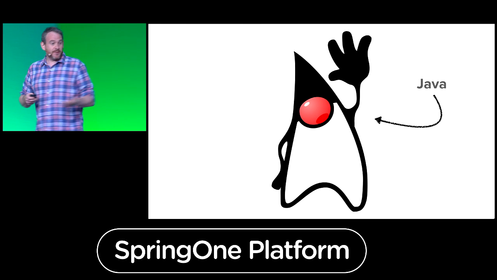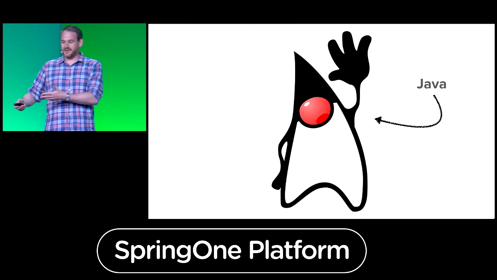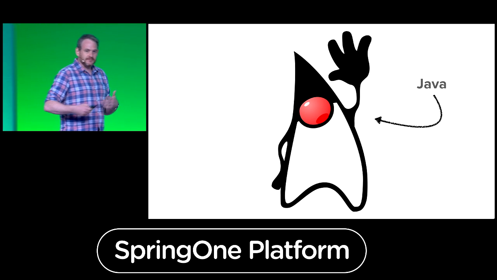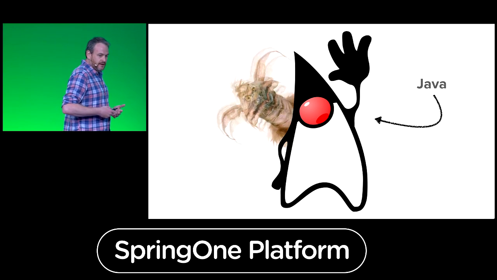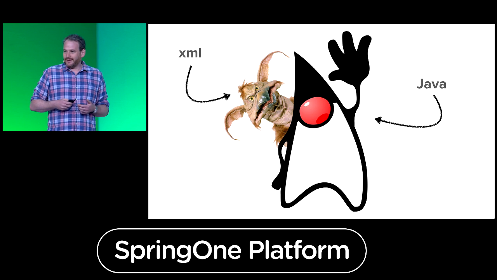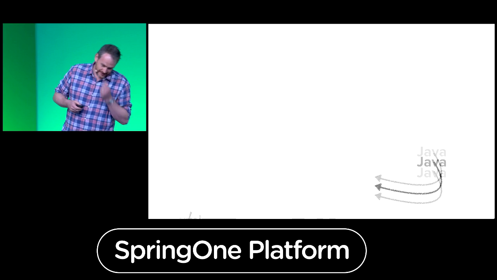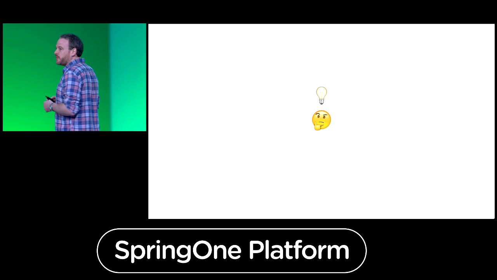But, I mean, people have got a point. We're asking them to write their code in this language called Java, and then we're saying to them, you know, and write your configuration in this thing called XML. So we know we've got a problem.